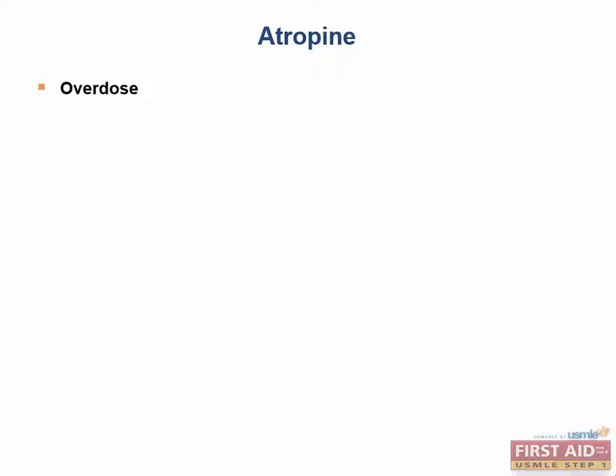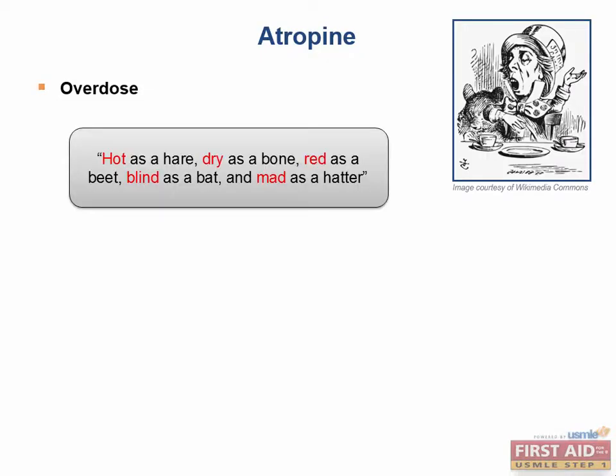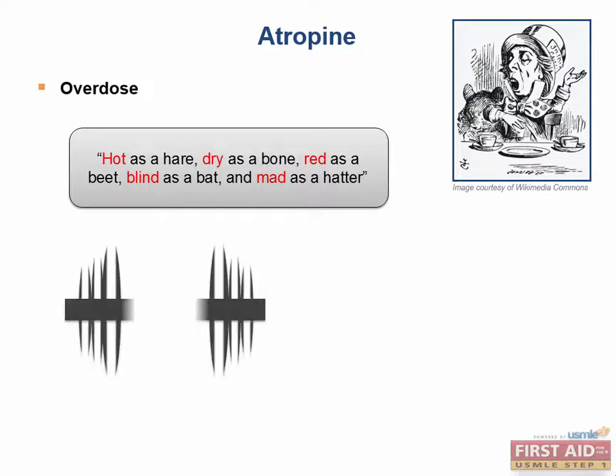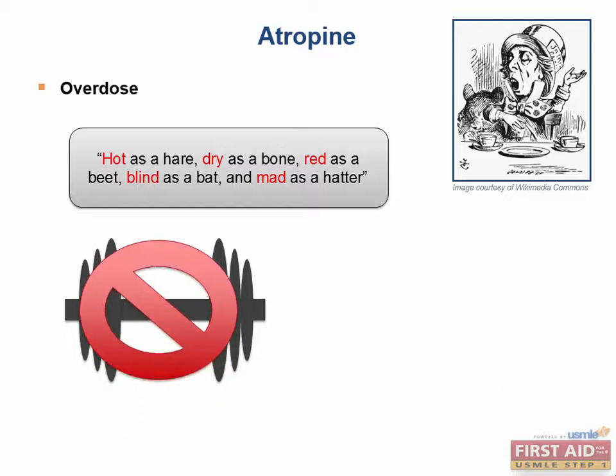Well, an atropine overdose would block the muscarinic receptors too much, causing the opposite of dumbbells, or remember our wet picture. Atropine toxicities can be remembered by the following mnemonic: hot as a hare, dry as a bone, red as a beet, blind as a bat, and mad as a hatter. So in other words, an atropine toxicity presents the opposite of our dumbbells mnemonic.